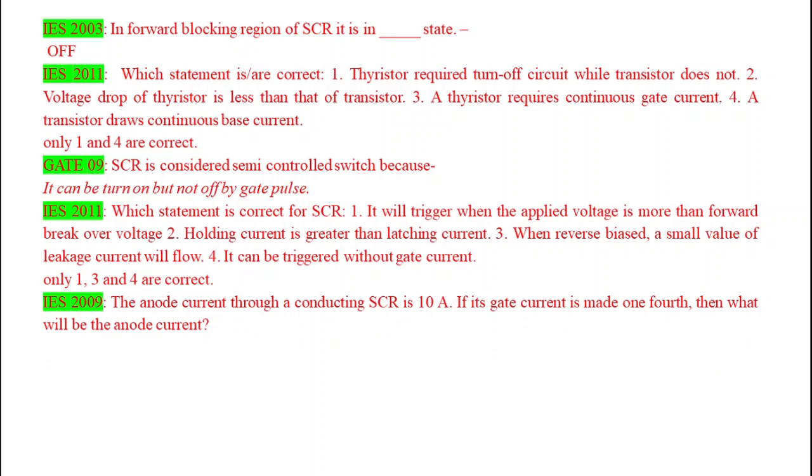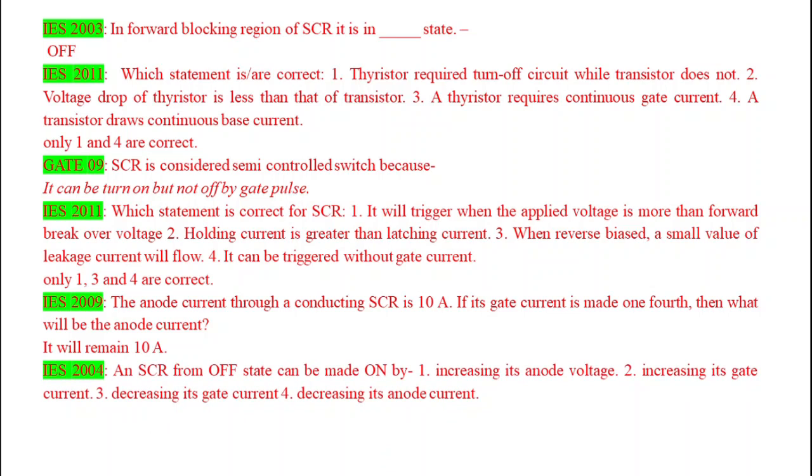The anode current through a conducting SCR is 10 ampere. If its gate current is made 1/4, then what will be the anode current? Here SCR is in on state because 10 ampere current is flowing through it. So SCR will remain on even if we remove the gate current. Whether we apply the gate current or remove it, whether we increase or decrease the gate current, it will not affect the on state of SCR. That's why 10 ampere will continue to flow across SCR.